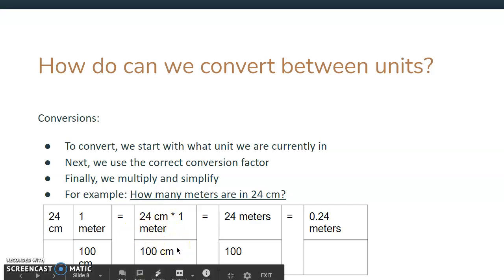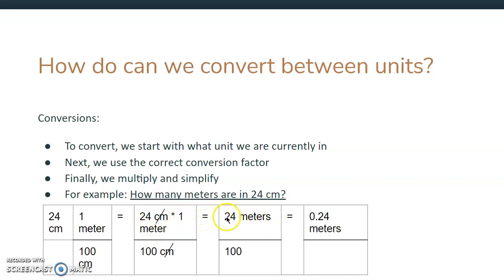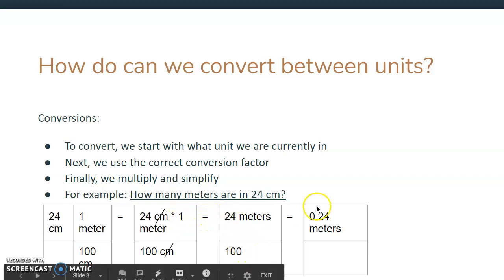Now we can start to cancel and simplify. So we can simplify our centimeters getting crossed out. Once we cross out our centimeters, we're left with just meters and numbers. So now we have 24 times 1, which is 24, divided by 100, which is 0.24 meters.